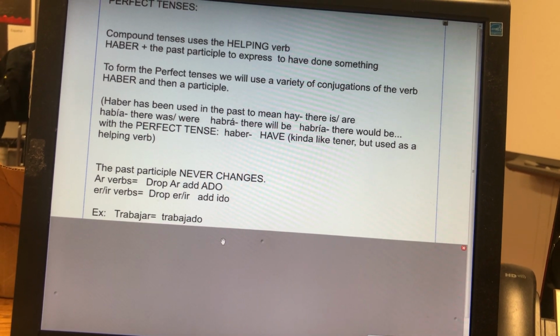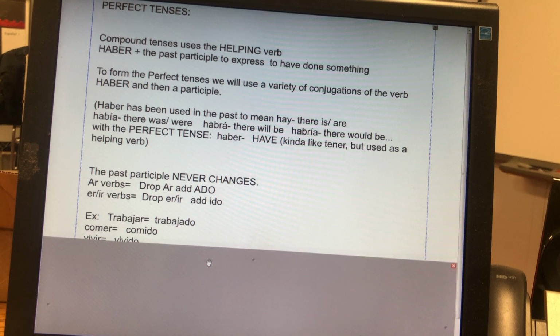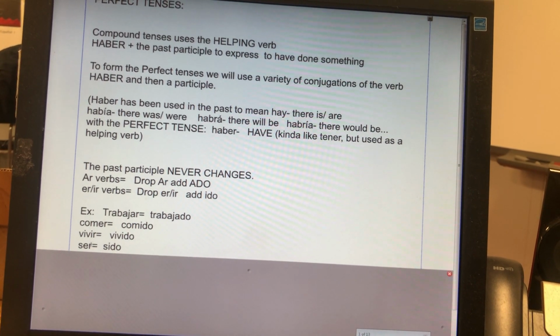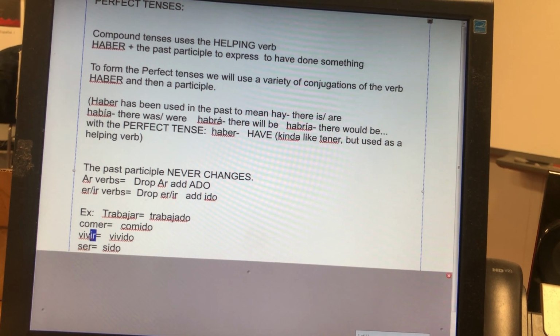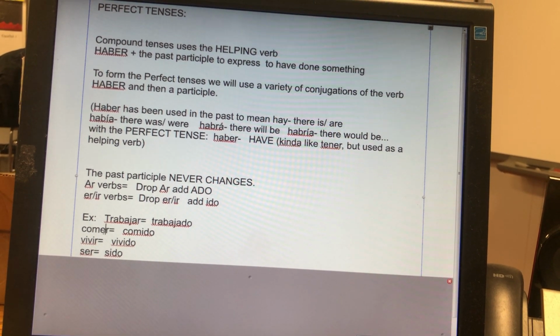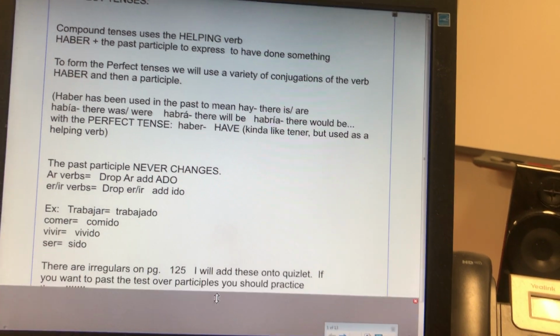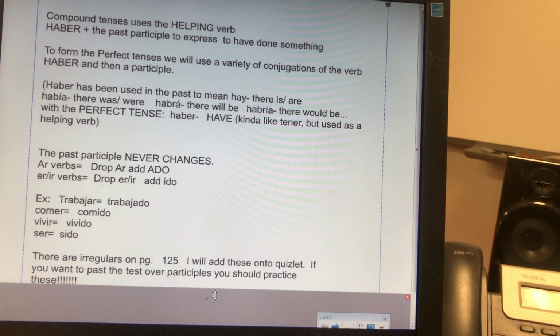So some examples. Trabajar would be trabajado. Comer, comido. Vivir, vivido. Ser, sido. You see, I'm just dropping the ER and adding ido. Dropping the IR and adding ido. Dropping the ER and adding ido. Dropping the AR and adding ado. Very easy, right?